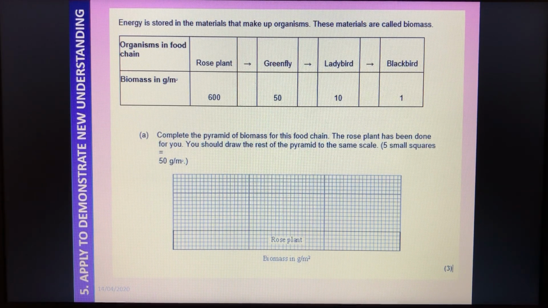Okay, so hopefully you can get that into your books as an example of how you might be asked to do that in an exam question. If you need extra time, pause now.